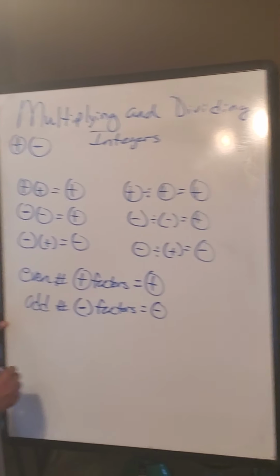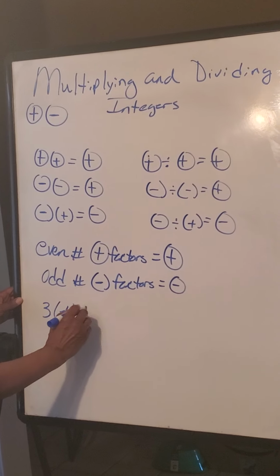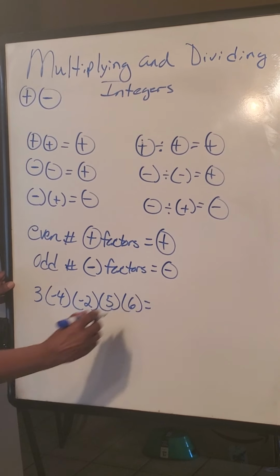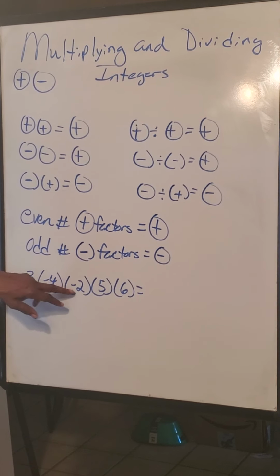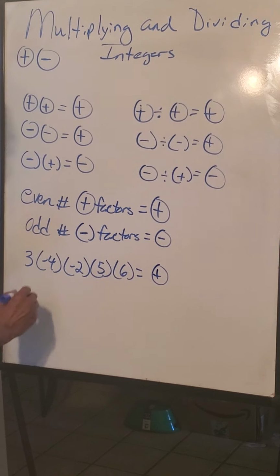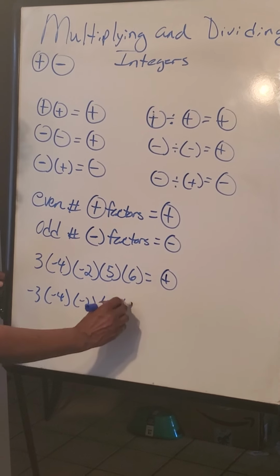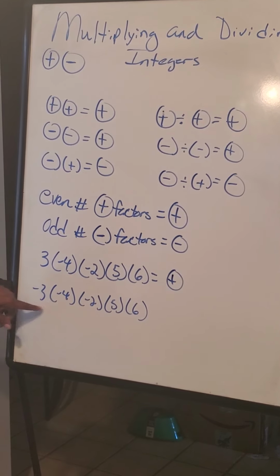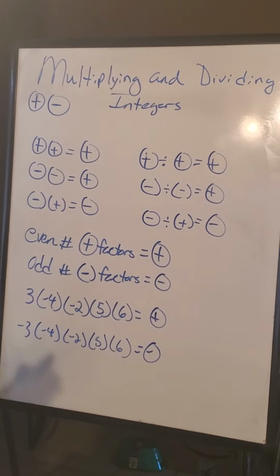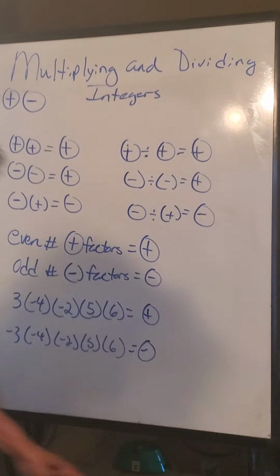A quick example right quick. If I gave you 3 times a negative 4 times a negative 2 times 5 times 6, well, I have an even number of negative factors, so when I finish, this answer is going to be positive. But if I gave you a negative 3 times a negative 4 times a negative 2 times 5 times 6, I have an odd number of negative factors, so when I finish, my answer is going to be negative. So let's take these rules and apply them and multiply and divide some numbers right quick.